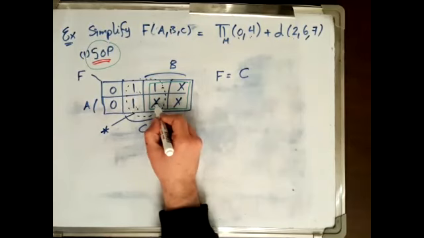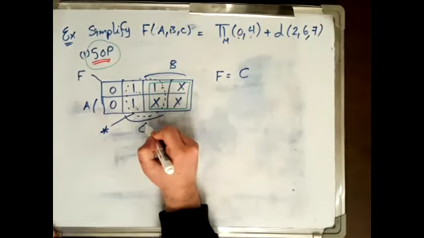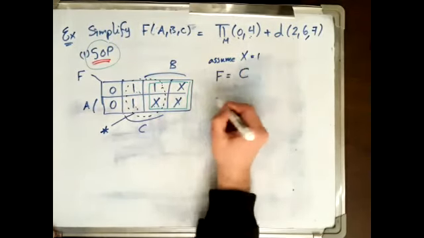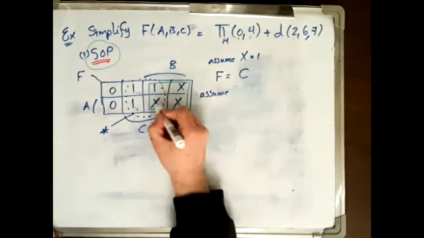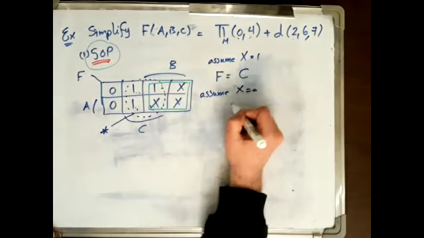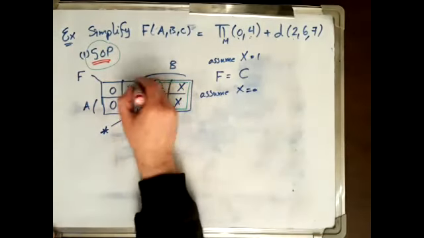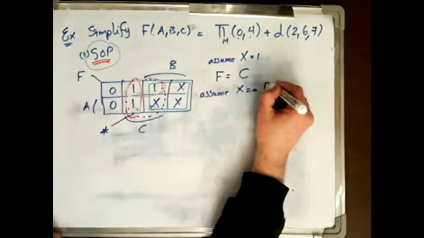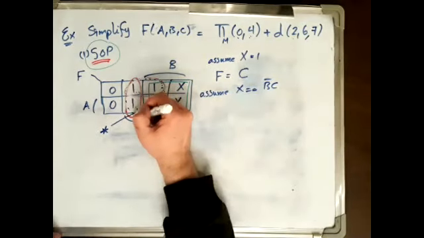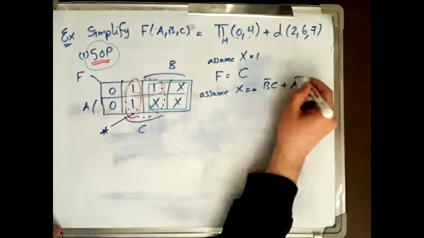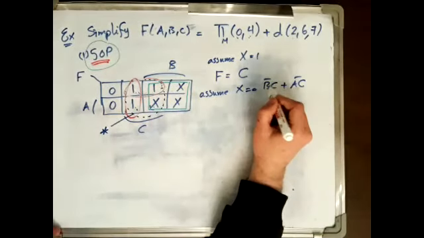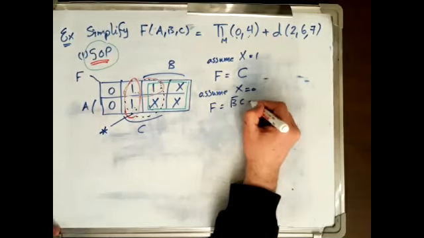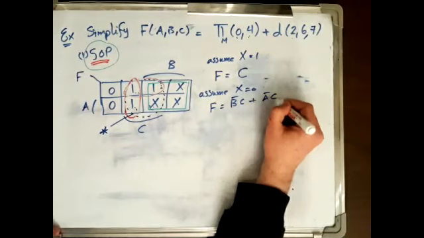What if I assume this X to be zero? Here we assume the included X to be one. If I assume this X to be zero, then I will end up with this prime implicant and this prime implicant. So the function will be B bar C, and A bar C. So, I'm sorry, F will be B bar C or A bar C.